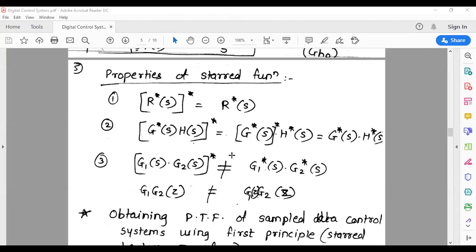Here we go. Now the second property, I want you to pay attention to the second and the third one. We will have a look at it simultaneously. Okay, so G star of S into H of S. Now what is G star of S? It's a sampled signal. A sampled signal is being multiplied with a continuous one. Okay, I want you to think in this fashion. So let me say this is A and this is B. A is a sampled signal. You're multiplying it with a continuous one.